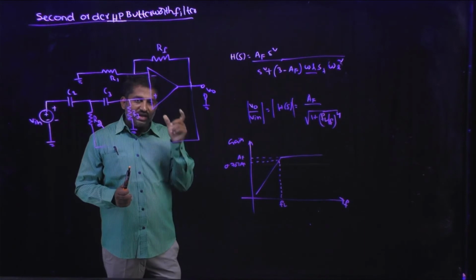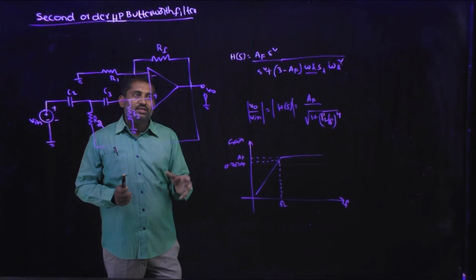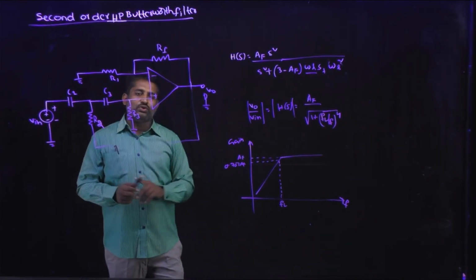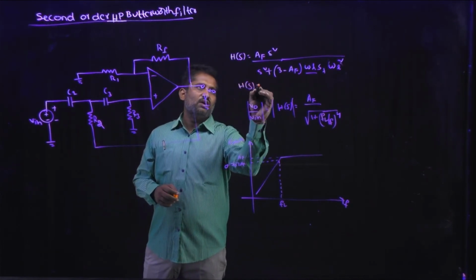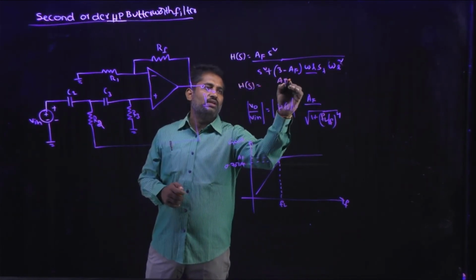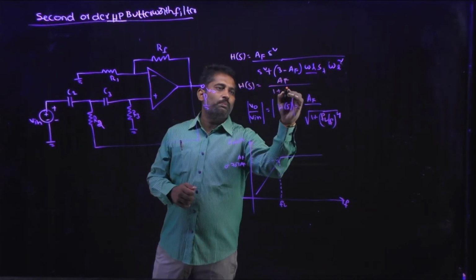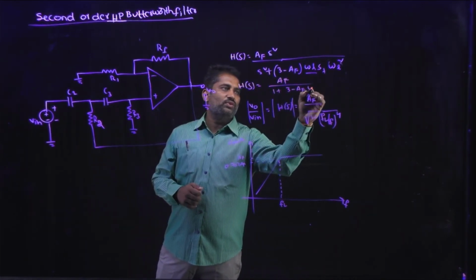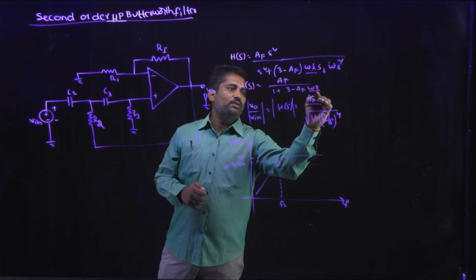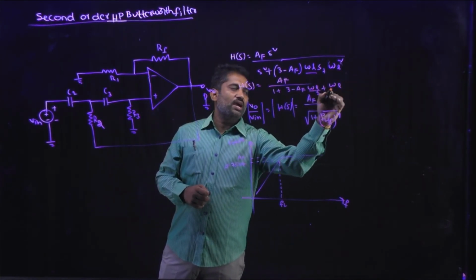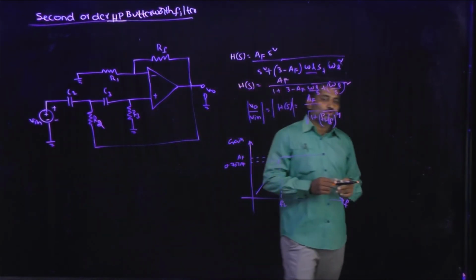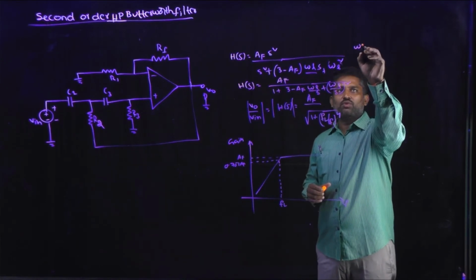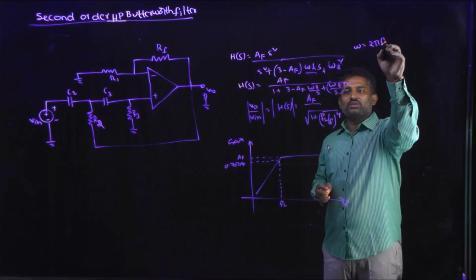If you clearly understand the operation of the second order low pass Butterworth filter, then it is similar to the previous one. So from this we can rewrite it as H(s) is equal to s square as common, then you will get 1 plus (3 minus AF) into omega L divided by s plus (omega L divided by s) whole square, and omega L is nothing but 2 pi into FL. There omega is equal to 2 pi into FL.